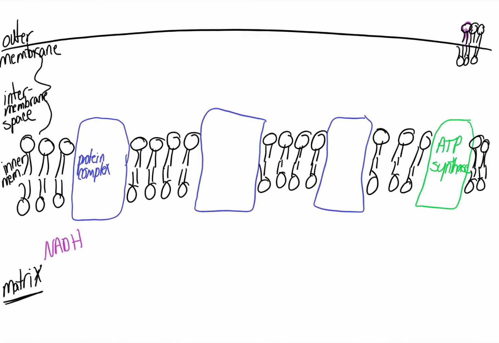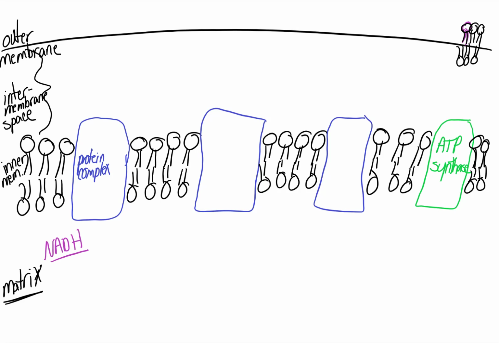Now, of course, we have these reduced electron carriers in the matrix, and their role in the cell is to bring electrons that were originally gained from the breakdown of glucose and the glucose intermediates during the first 3 stages of cellular respiration to the electron transport chain. So I have provided a reduced electron carrier here that is present in the matrix.